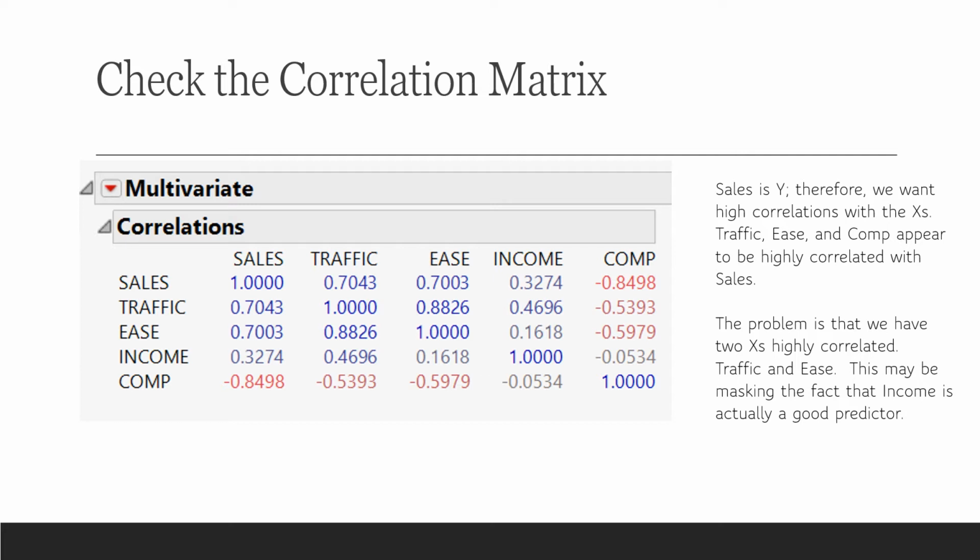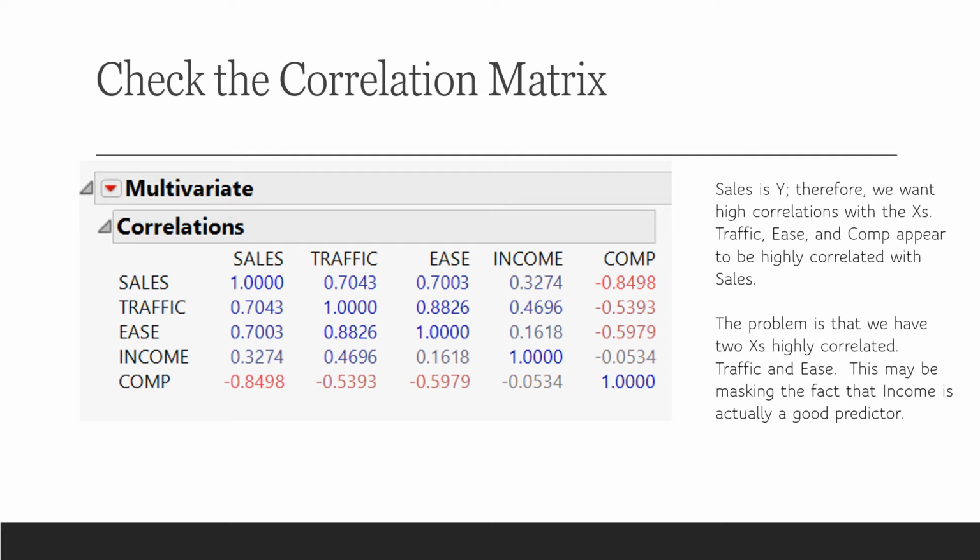Now, we next want to look to see if the X's are correlated with each other. That is that problem called multicollinearity. So when I look at traffic with ease, I find 0.8826. That's strong positive correlation between two X variables.